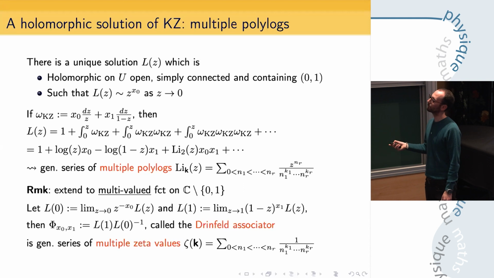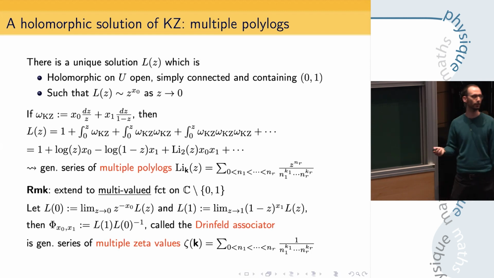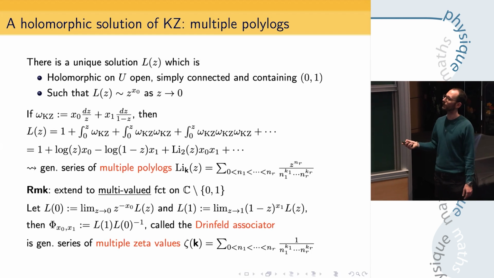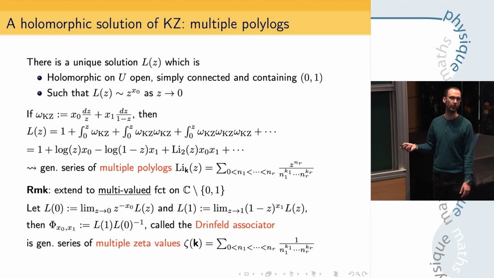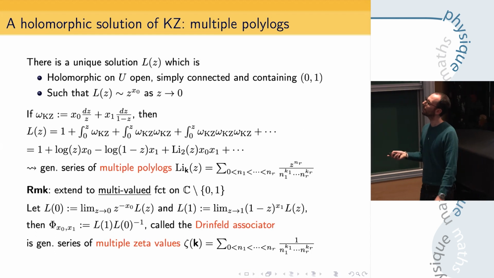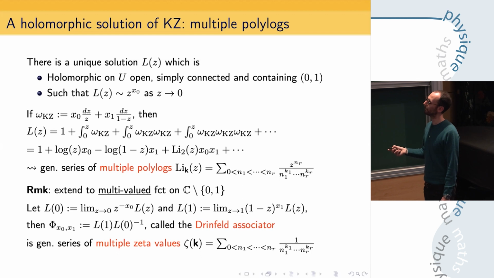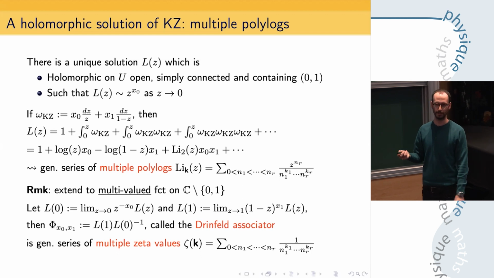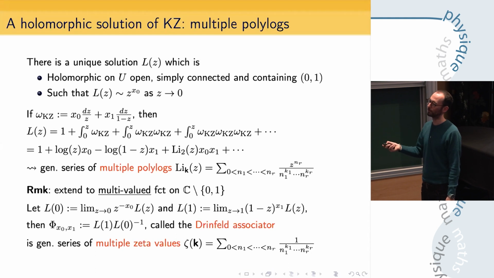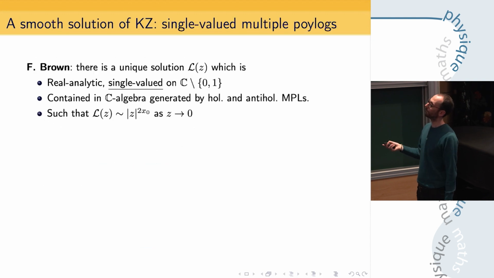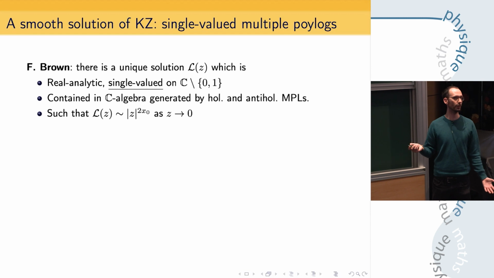And well, that is what is called the Drinfeld associator, which is defined as L of 1 times L of 0 to the minus 1. And as I said, L of 0 is just 1 in this case, so this is L of 1, and it's a generating series of all the multiple zeta values. And this gives you, in a sense, the monodromies of the KZ differential equation. So keep in mind this kind of equation, because we will consider another version of the KZ equation later, but the same kind of statement will hold, and it's something crucial for string theory. But I also want to say something about other solutions of the KZ equation that I've already introduced.